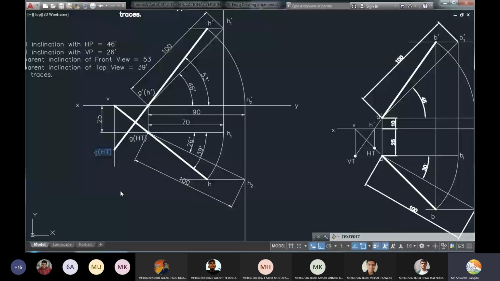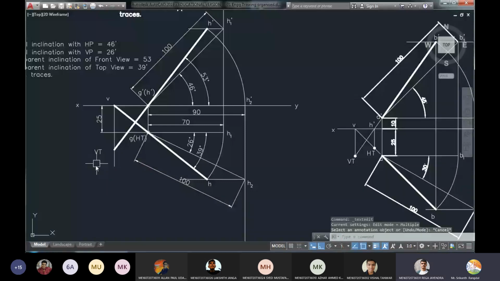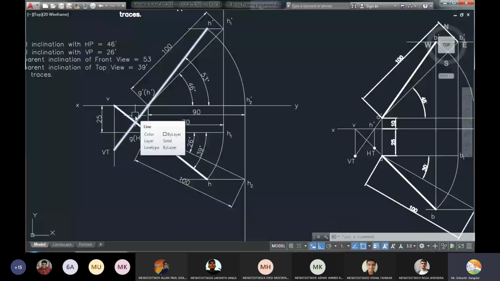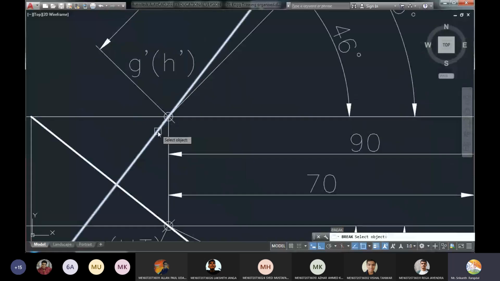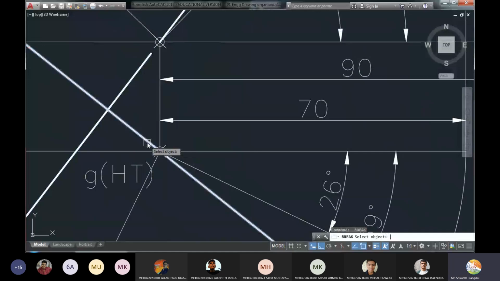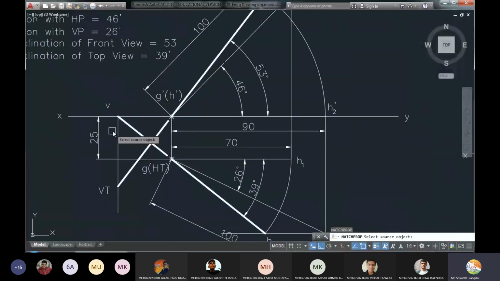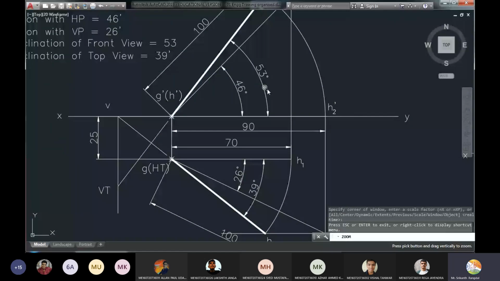Vertical trace VT. So now what we should do, these two parts, we have to make them light. I think the time is over. I'll just do this fast. I'm using the break command to separate these two and match properties to make them the same. Okay. So this is the solution to our second problem.